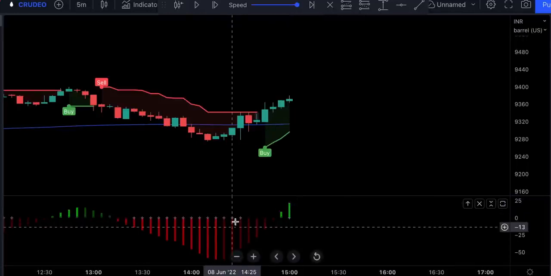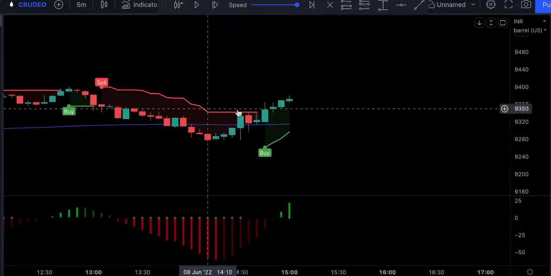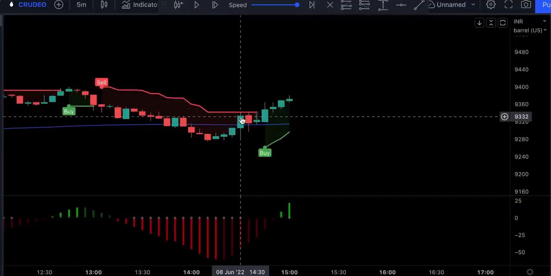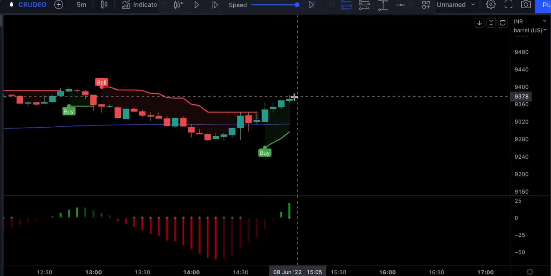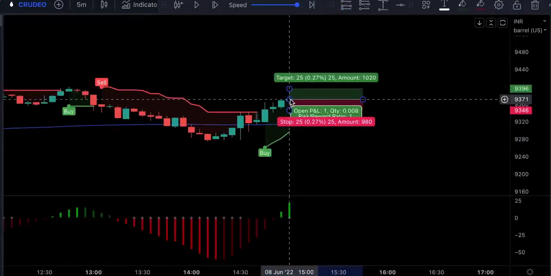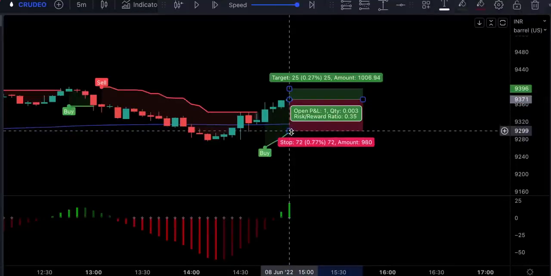We see this long signal was not valid because the price was below the EMA and the super trend was red. So we waited a little bit more, and this is where we had a valid long entry. So we're going to place a buy order at the close of our trigger candlestick. Our stop loss will be set at the super trend line, and we're going to be targeting 1.5 times the risk.